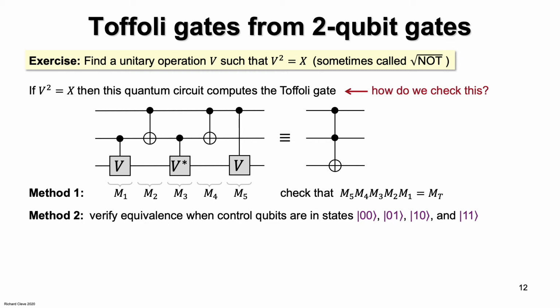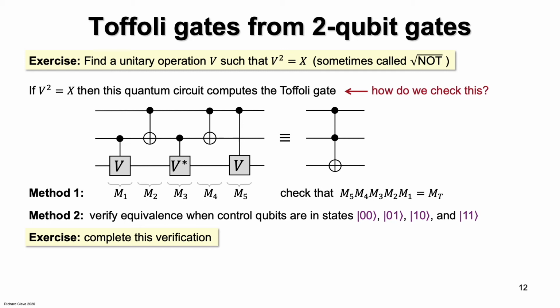Consider the ket 00 case. In this case, none of the controlled qubits do anything, so the state doesn't change, which is consistent with what the Toffoli gate does in the ket 00 case. What about the ket 01 case? Then none of the gates controlled on the first qubit have any effect, so the circuit reduces to a controlled V followed by a controlled V star, which simplifies to identity. I'll leave it to you to analyze the ket 10 and ket 11 cases.